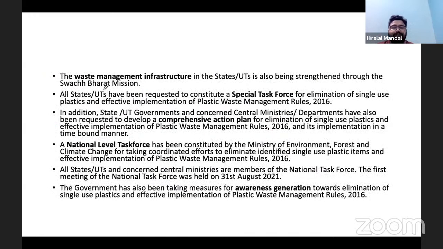Apart from that, the government has also worked on the creation of waste management infrastructure. In order to create waste management infrastructure, that has been strengthened under the Swachh Bharat Mission, more specifically SBM 2.0. Under SBM 2.0, waste management infrastructure has been created in different parts of the country. In fact, the government has constituted a special task force, which will suggest effective implementation of the plastic waste management rules.